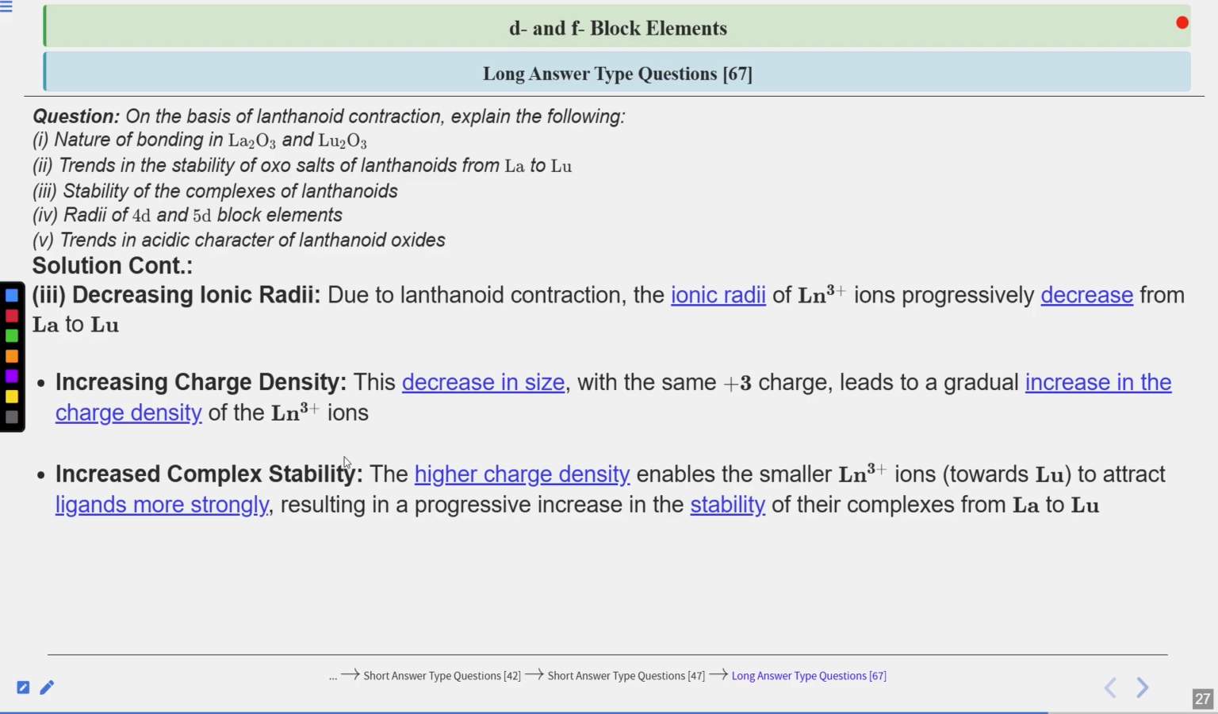lutetium, and due to this the complex stability will increase, because higher charge density enables the smaller lanthanoid tripositive ions to attract more ligands strongly, which will result in increasing stability of the complexes formed by the elements from lanthanum to lutetium in the lanthanoid series.